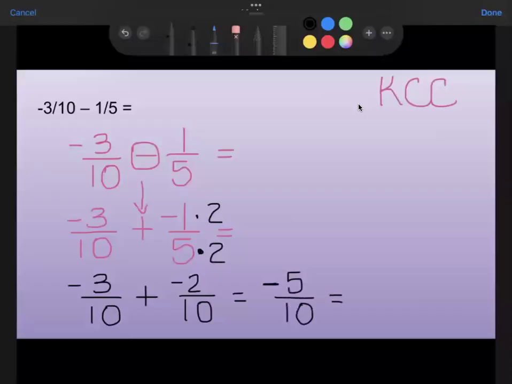So I'm going to go ahead and simplify that fraction now by dividing both the top and the bottom by 5, which will give me negative 1/2. So that is our final answer for this one, negative 1/2.